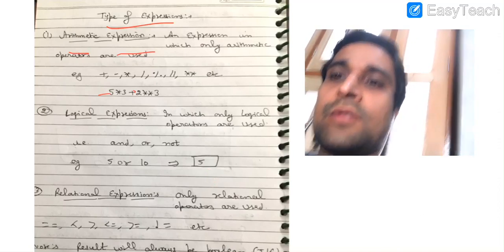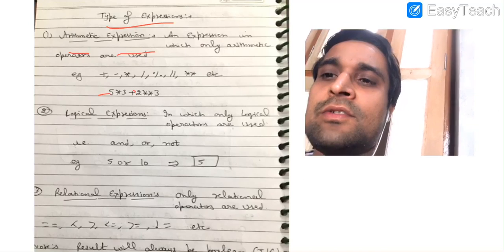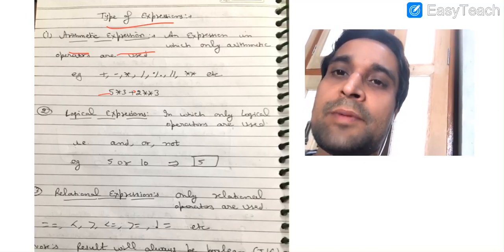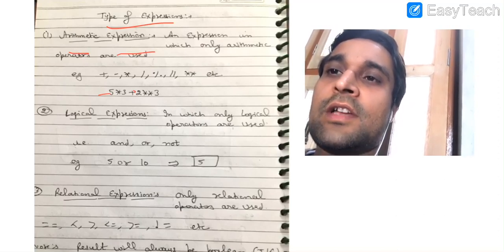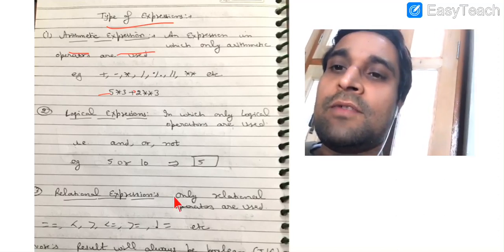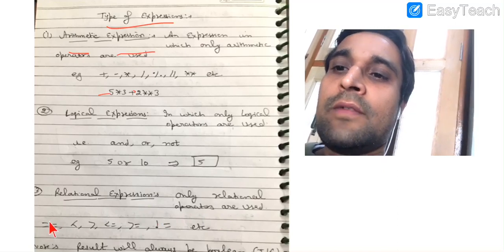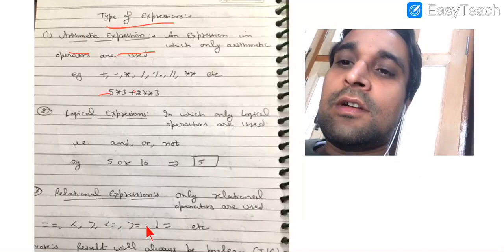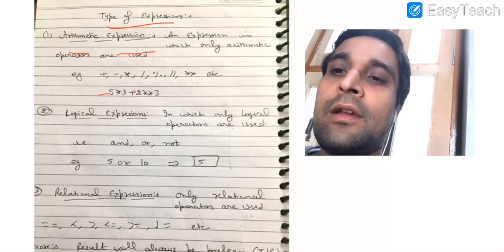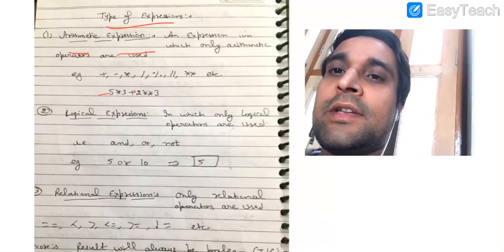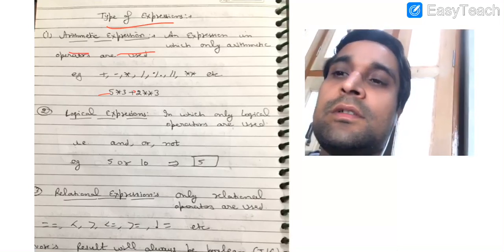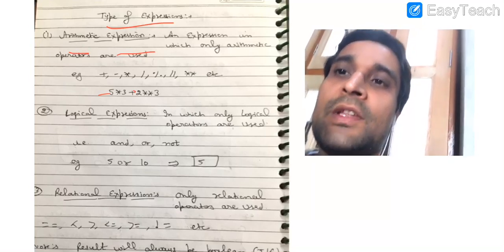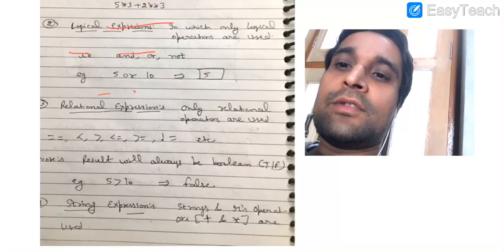Now, let us discuss the third type of expression, that is the relational expression. A relational expression means an expression in which only relational operators are used, which are the comparison operators: less than, greater than, less than or equal to, greater than or equal to, not equal to, etc. And you must always remember that the result of a relational operator is always binary, meaning we will get the result in the form of zeros and ones.